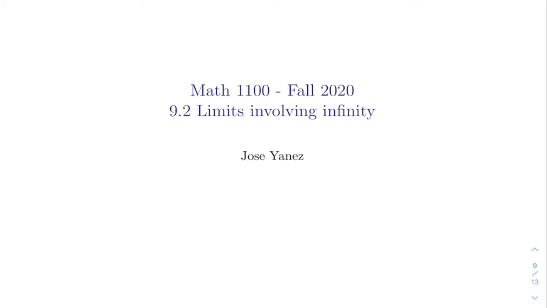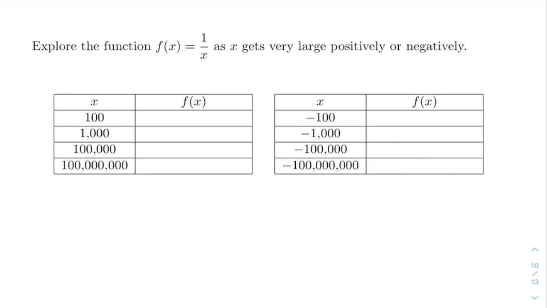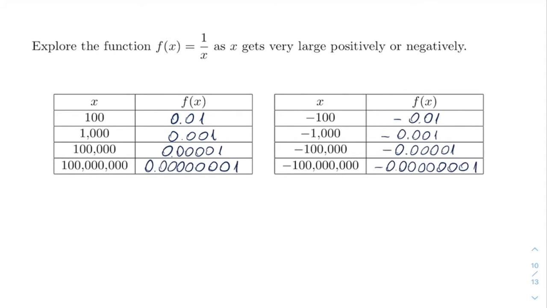In this video, we will consider the behavior of a function for large values of x. So let's repeat our common procedure for the function 1 over x as x gets very large positively or negatively. Okay, so let's start with the positive part. So here we will get values like this. So our function looks like this.